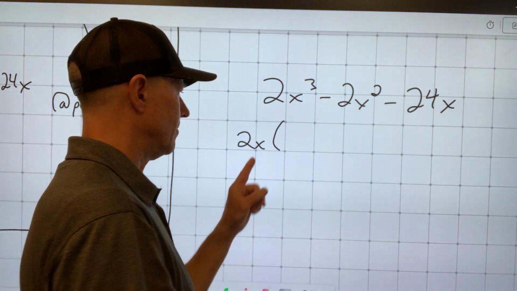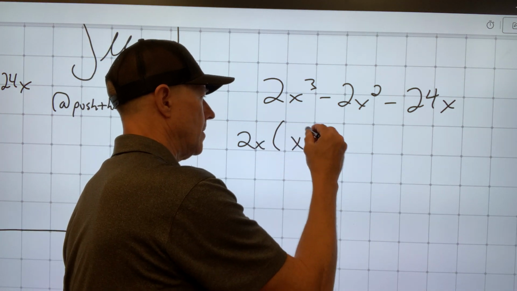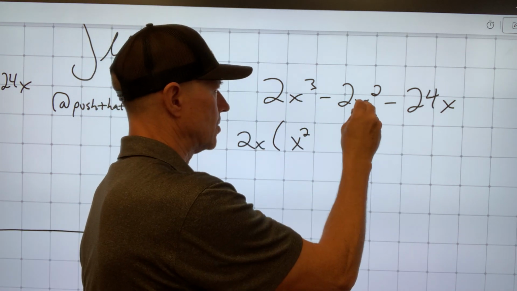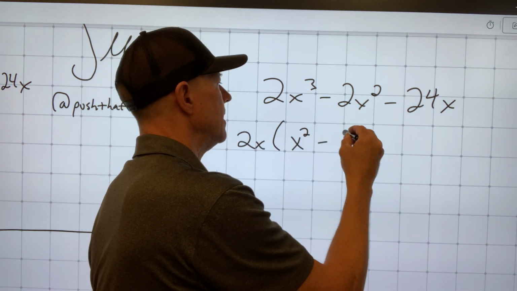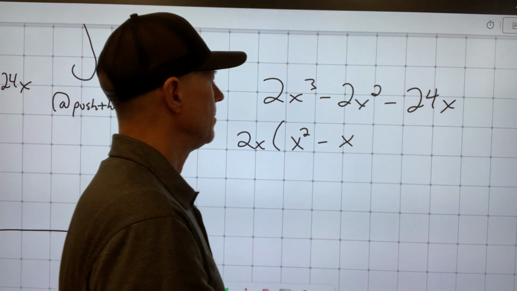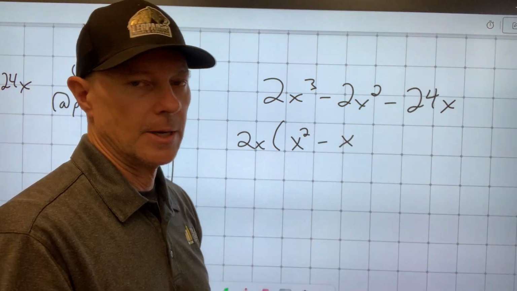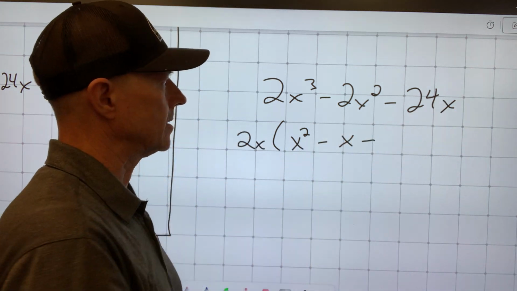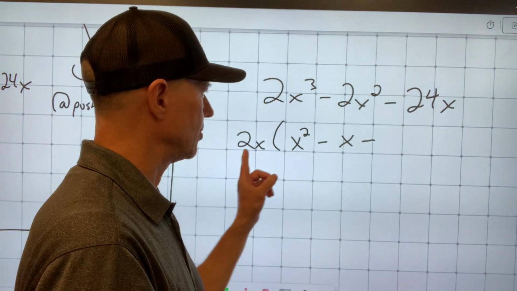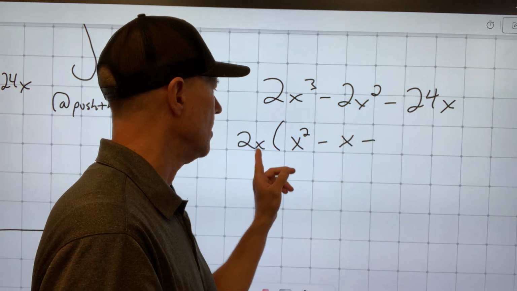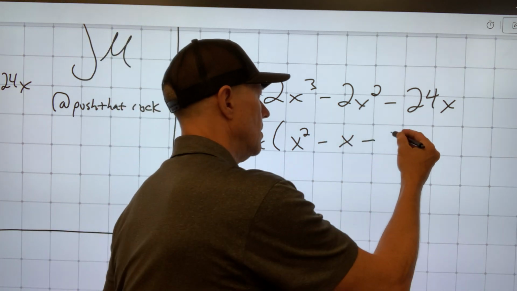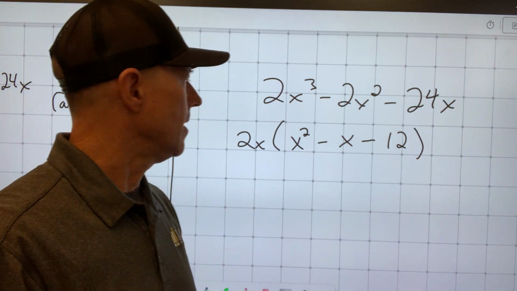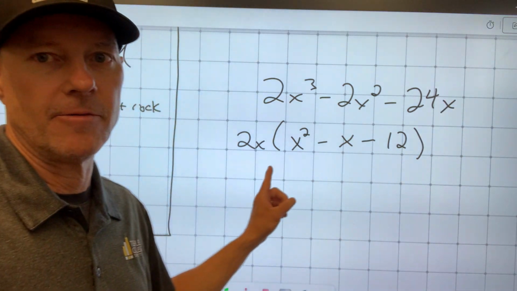2x cubed divided by 2x is x squared, because this times this gives me that. 2x squared divided by 2x is just x, because 2x times x is 2x squared. And negative 24x divided by 2x is going to be negative 12, because 2 times 12 gives me the 24, and then that x is attached. So 2x times negative 12 is negative 24x. This is called factoring the greatest common factor.